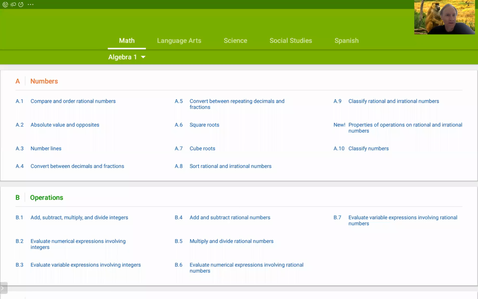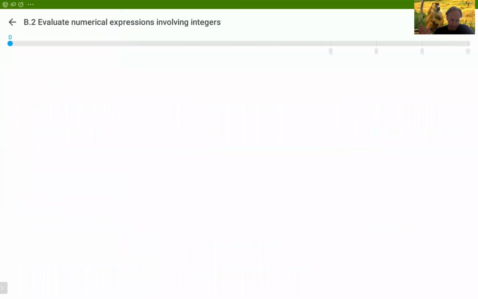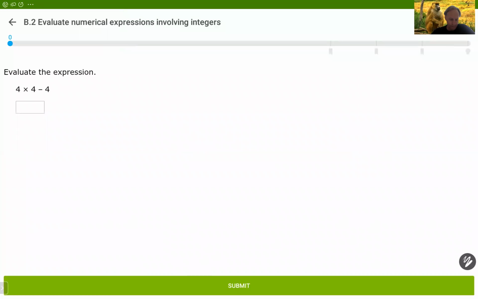Hi, folks. We're doing evaluating numerical expressions involving integers. This is B2 of the algebra section of IXL. So let's get started on it. We need to remember to follow order of operations. That's one of the things we have to do. And let's take a look and see what they have for us.